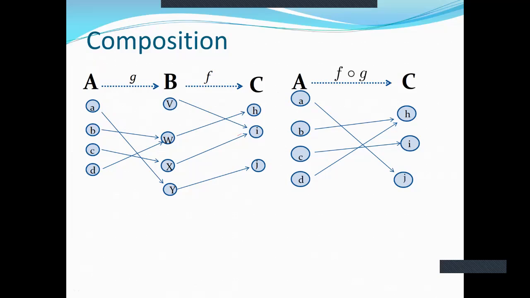Right? So one more example. B is mapped to W with G. So we computed G first, right? And then we see that W is mapped to H with F. So that means if we compute that, B is mapped to H directly, right? And similarly, all the elements are mapped. Okay.